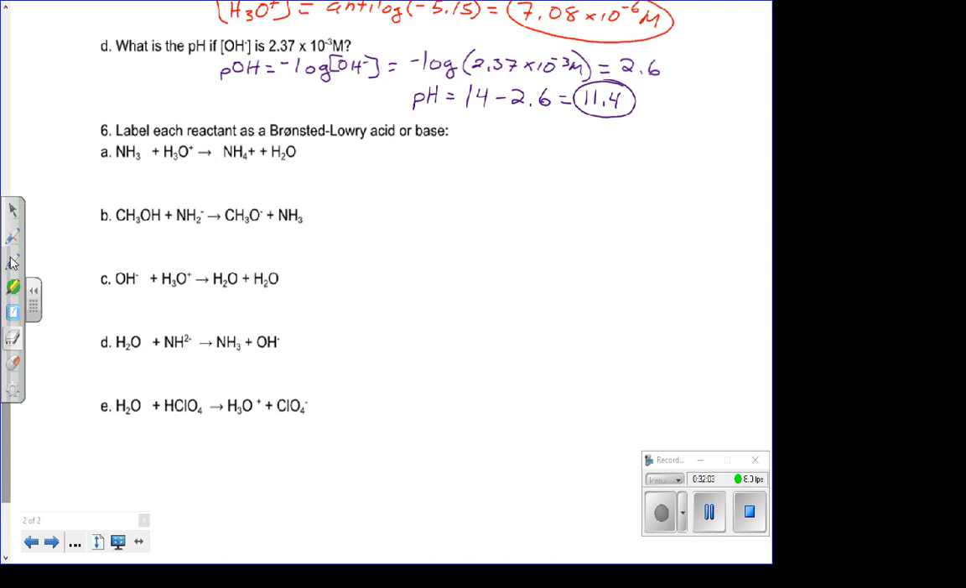So, again, under the Bronsted-Lowry theory, an acid is something that donates a proton, or in other words, a hydrogen. So as we go from left to right, it's going to lose a hydrogen. A base is something that accepts a hydrogen. So as we go from left to right, it's going to gain a hydrogen. So if this starts out as NH3, ends up as NH4, it has gained a hydrogen or accepted one. So that makes it the base.